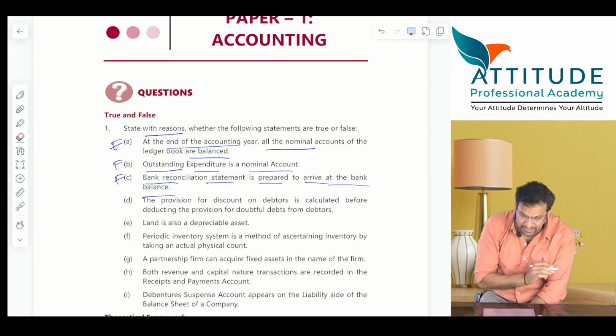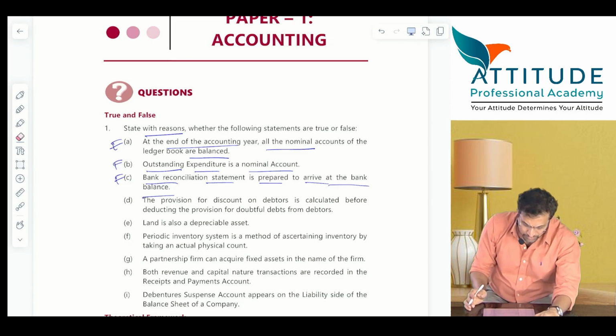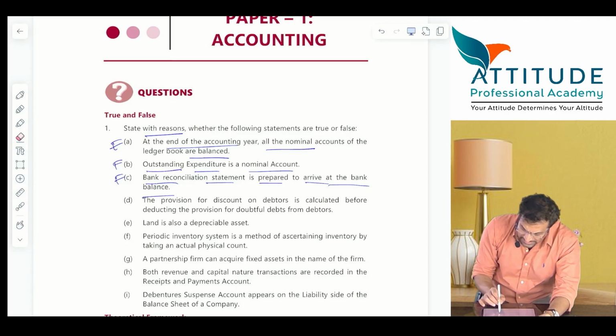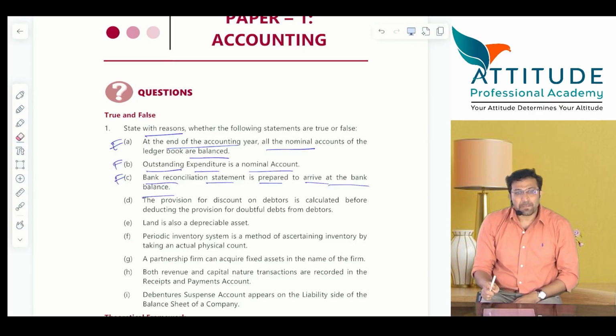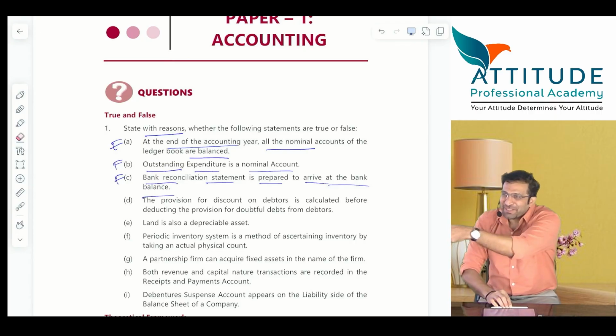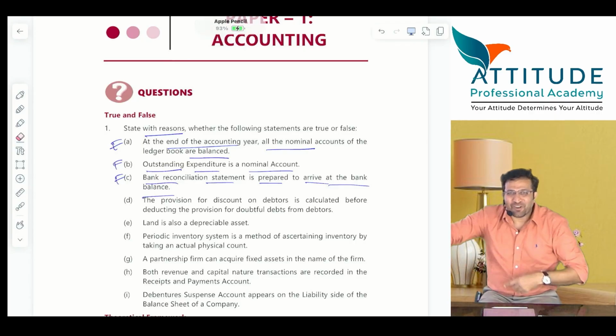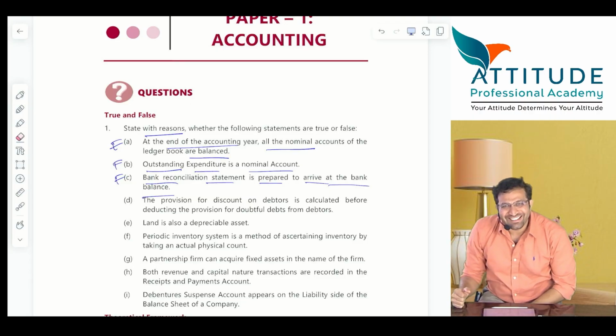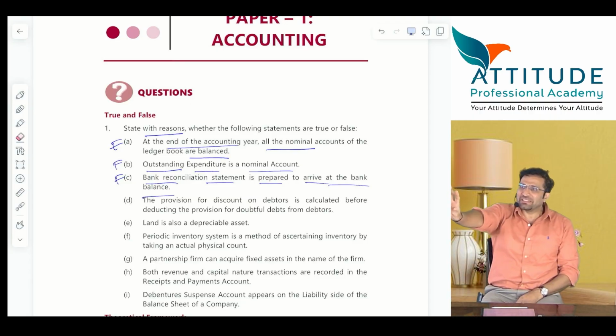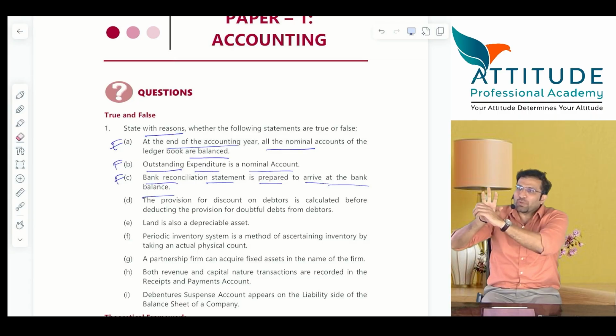Point number D. Now I'll read it for you. You please answer. The provision for discount on debtors is calculated before deducting provision for doubtful debts from debtors. Why? This I have explained to you, remember in the class? I called around 4 debtors, you still remember? Correct? Now tell me, out of 4 debtors, you doubt 1 debtor.